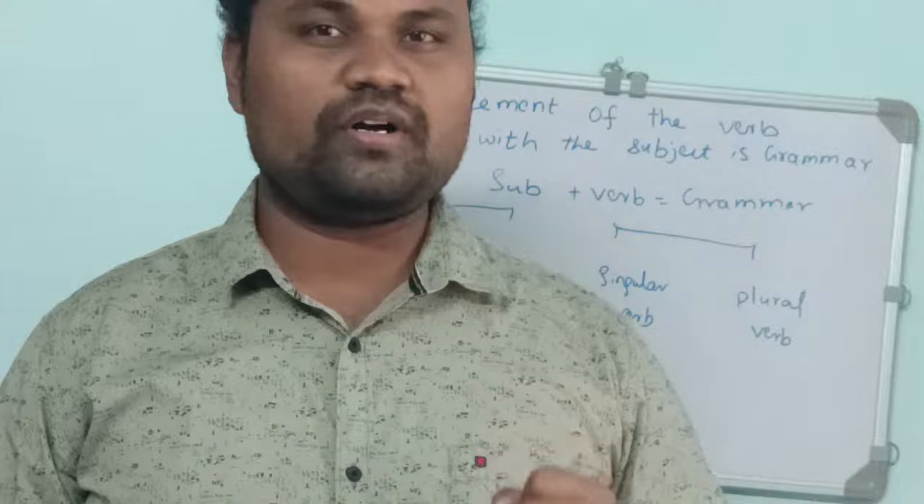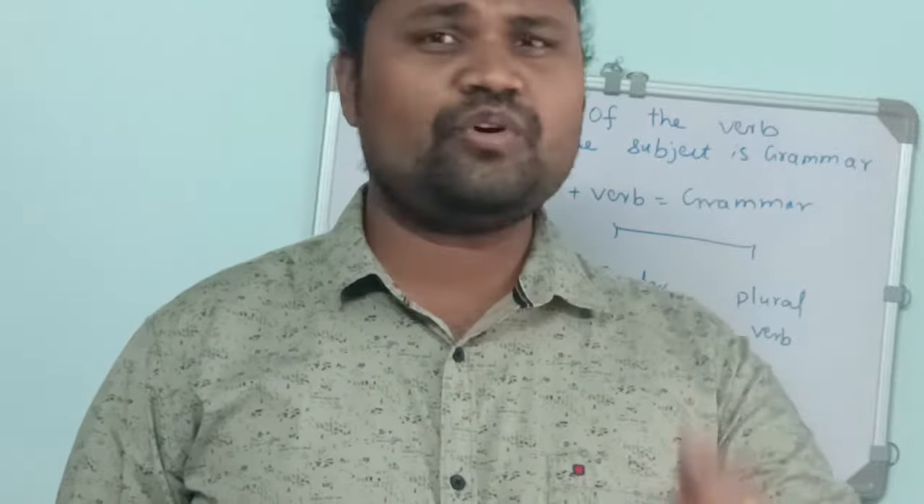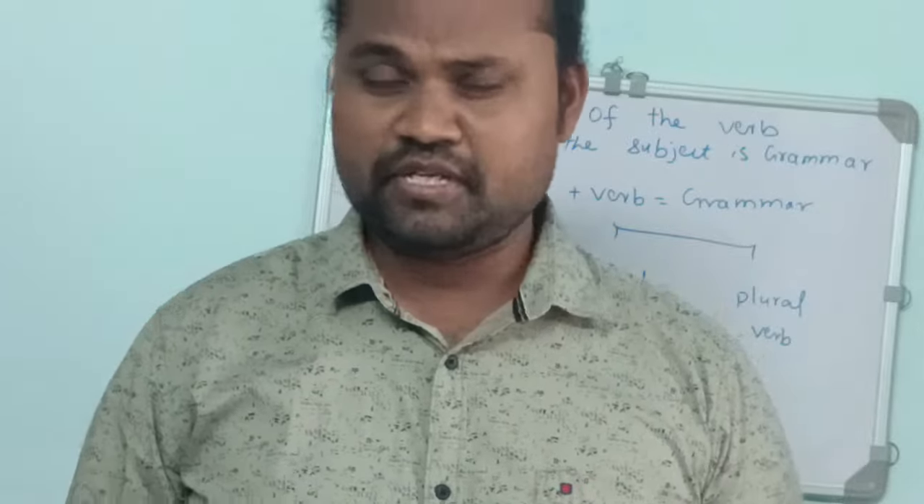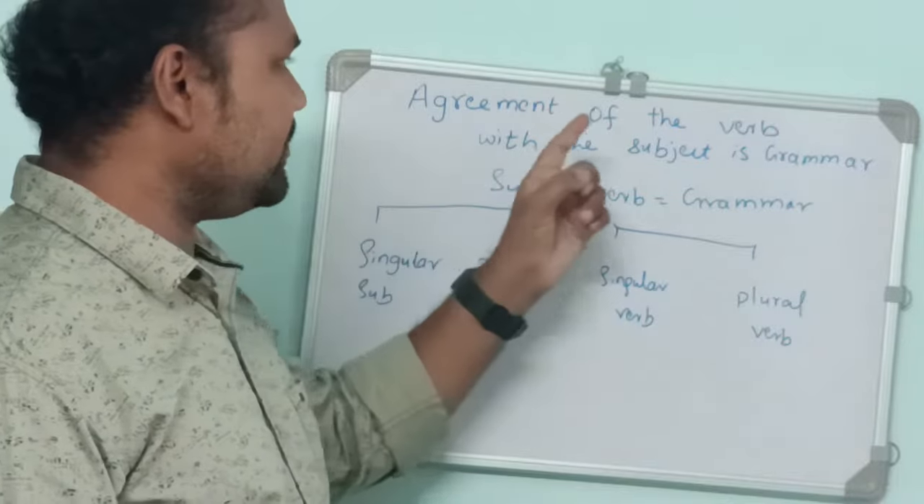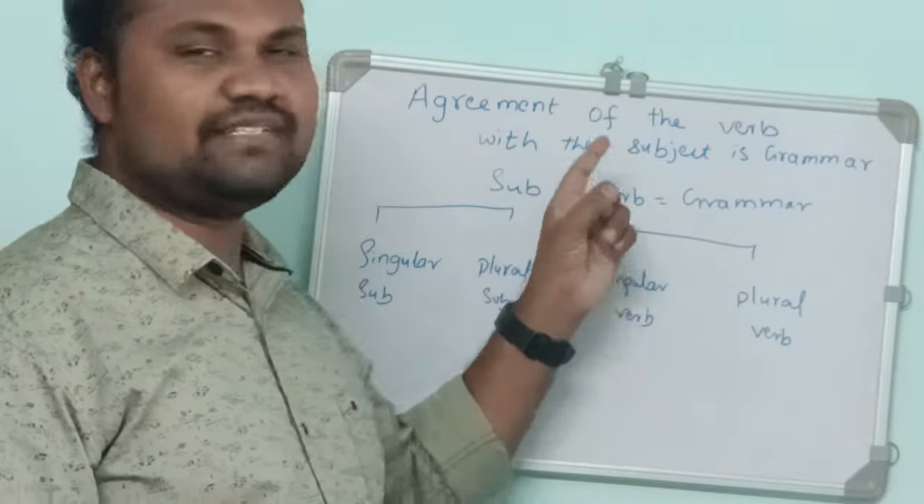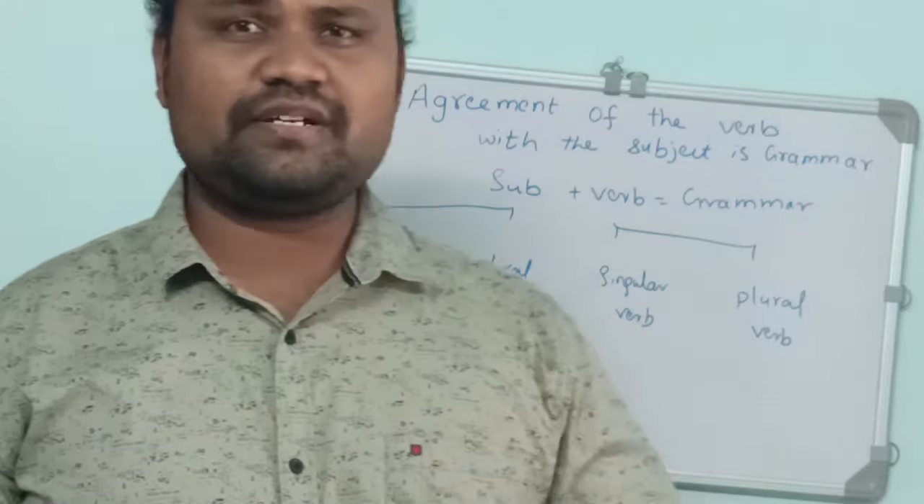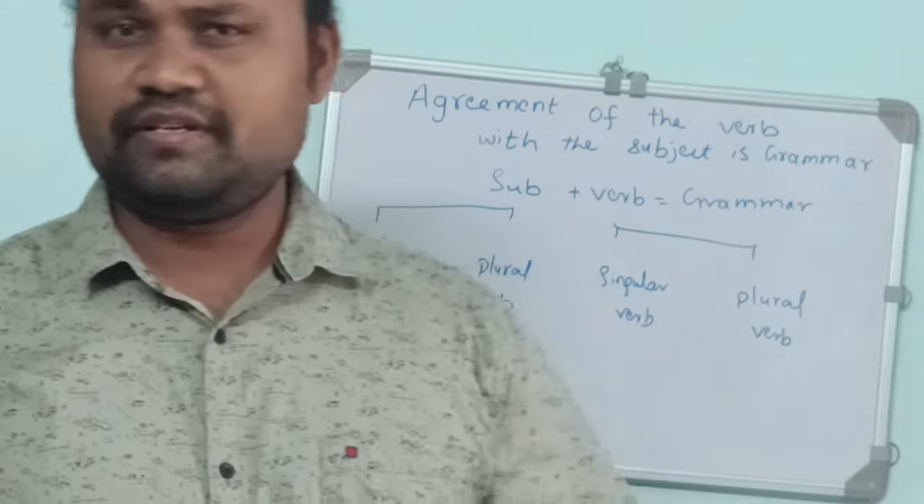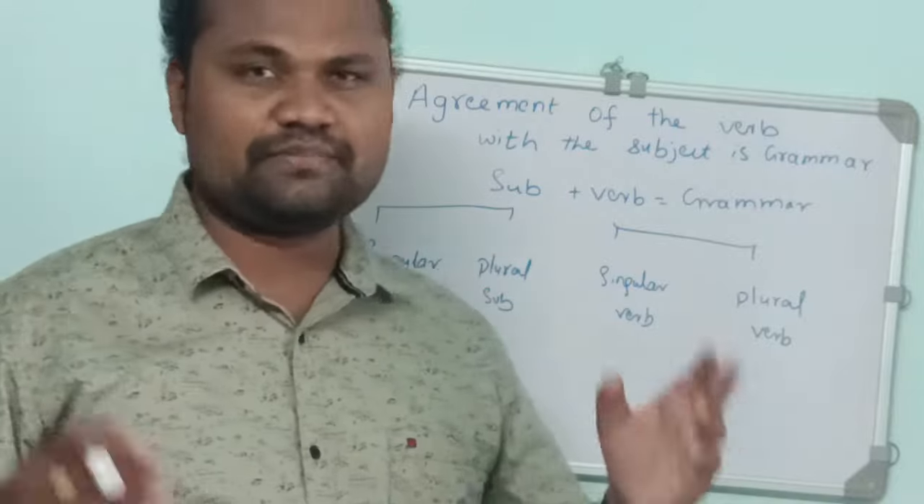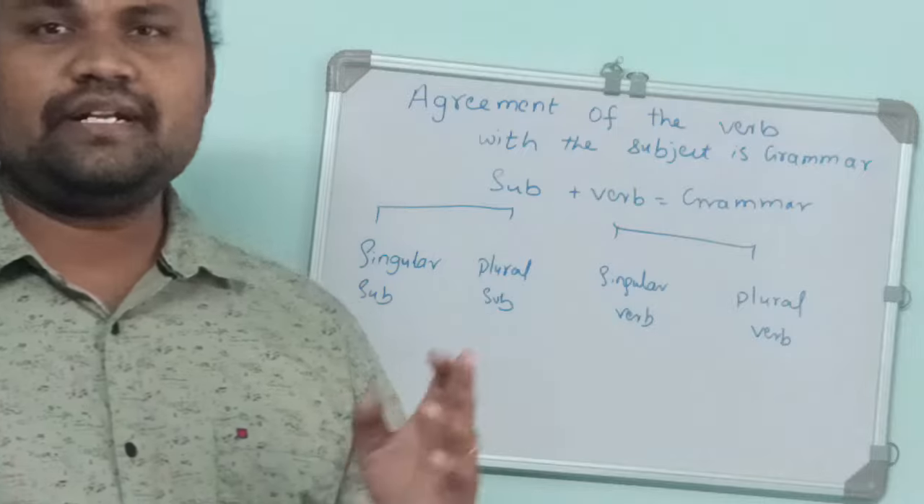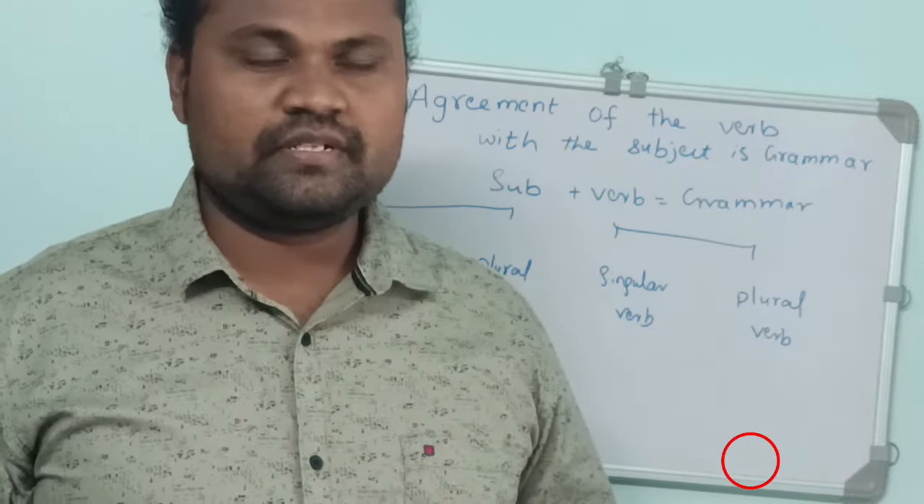Now let us know what English grammar is. It is only one sentence, my dear friend. Agreement of the verb with the subject is grammar. Yes, we have to make the subject and the verb agree. That is grammar. That's it.